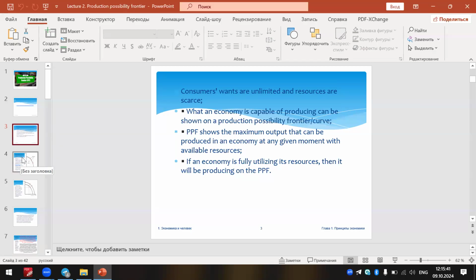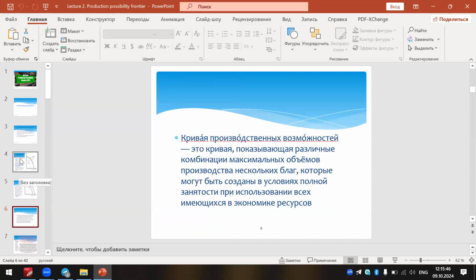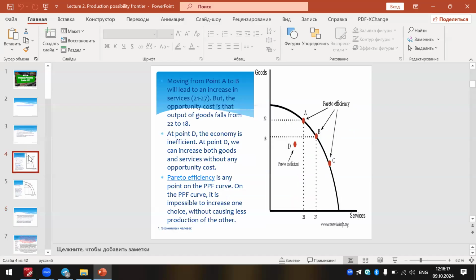In other words, if it's difficult in English, I will say that the translation is for the Russian one. Кривая производственных возможностей, да, это кривая, которая показывает различные комбинации и опции, да, насколько максимально можно произвести определенной продукции, которые могут быть созданы в условиях полной занятости при использовании всех имеющихся в экономике ресурсов. So this is production possibility frontier, in English.